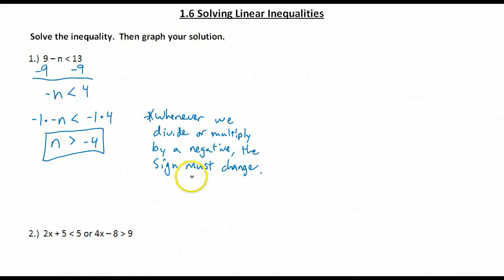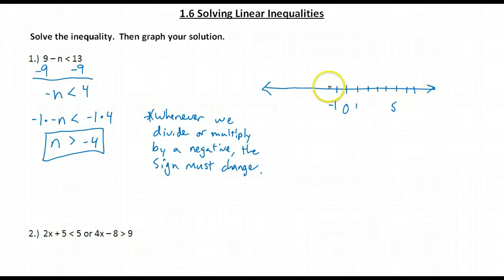To graph my solution, I'm going to use a number line. And I'm going to put a point at -4. I'm going to put an open dot at -4. And -4 is not a solution to this inequality. So I can't include -4, so I'm going to use an open dot.